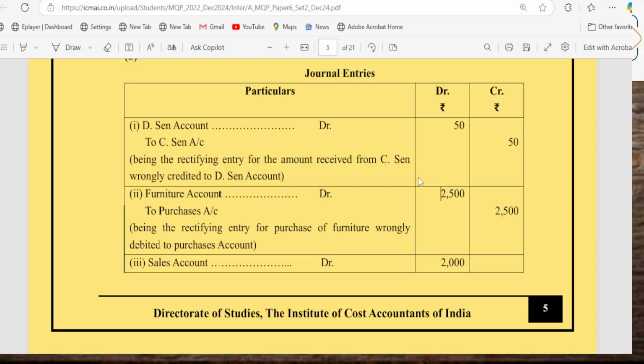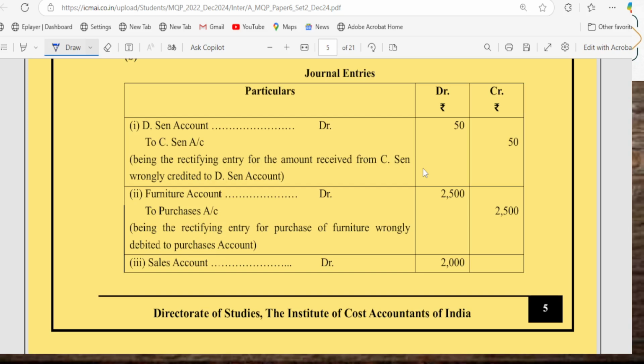Your answer side by side. Debtor should be debited. Creditor was wrongly debited. Credit and remove. Furniture should be debited. Debit now. Sales was wrong. Purchases was wrongly debited. Remove.